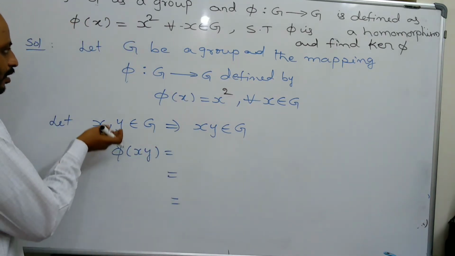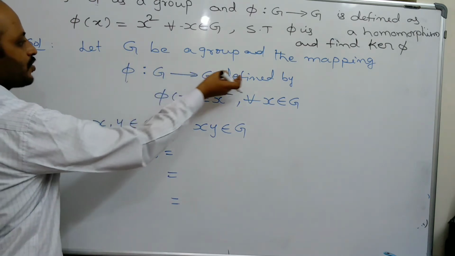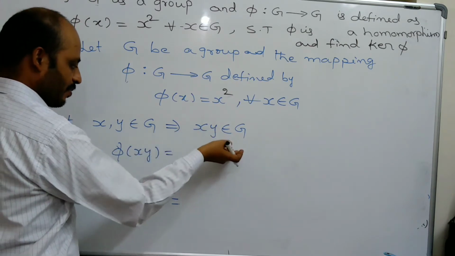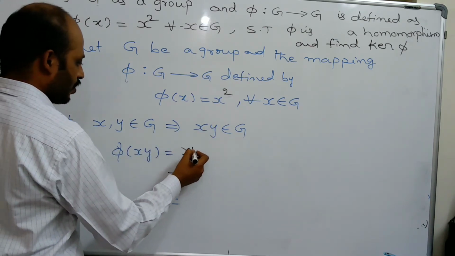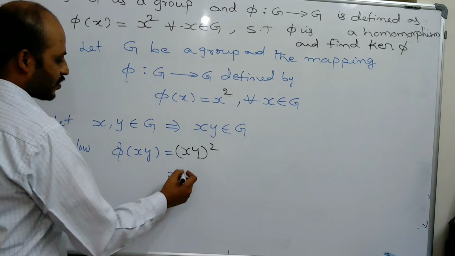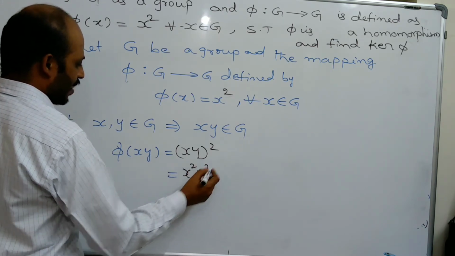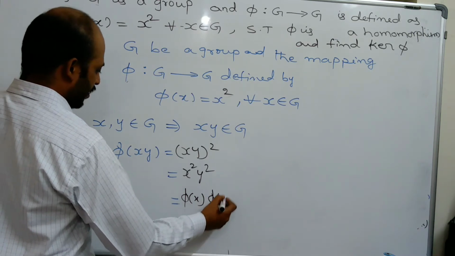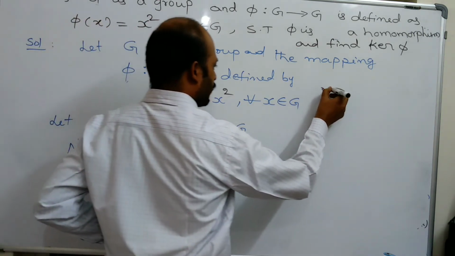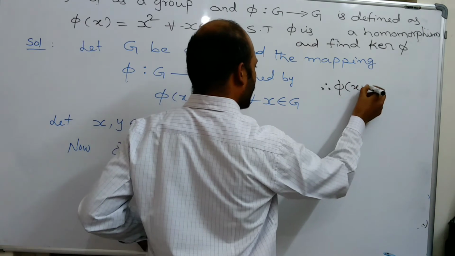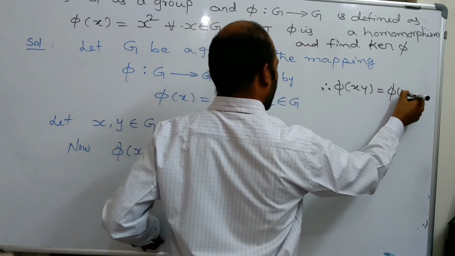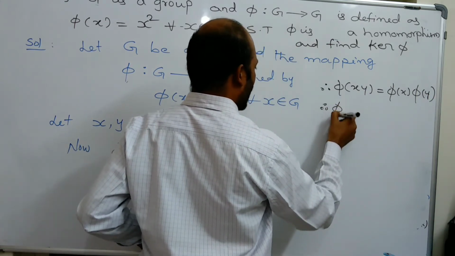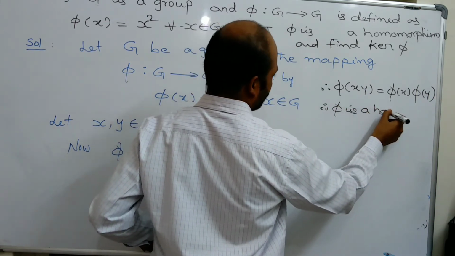So it is very simple. G is a group, pi maps G into G defined by pi of x is equals to x square. x, y belongs to G implies xy belongs to G. Pi of xy is equals to (xy) whole square. (xy) whole square can be written as x square into y square. What is x square? Pi of x. What is y square? Pi of y. Therefore, we prove that pi of xy is equals to pi of x into pi of y. Therefore, we conclude that pi is a homomorphism.